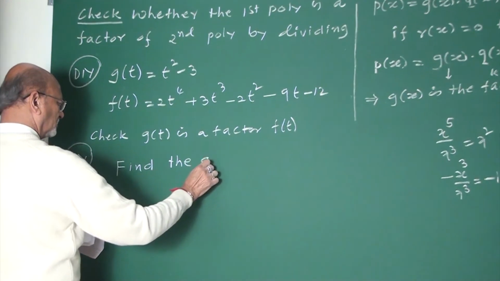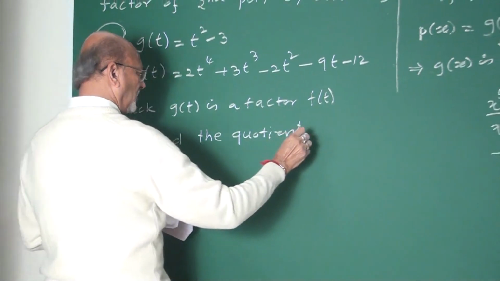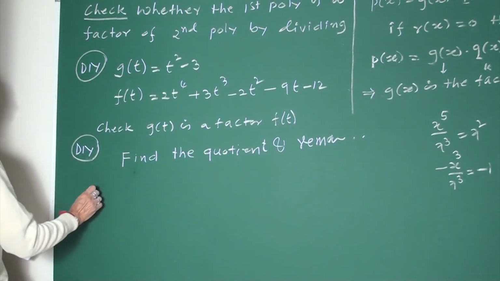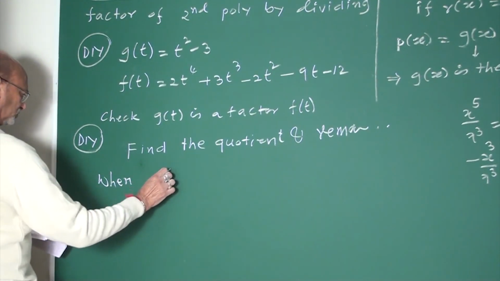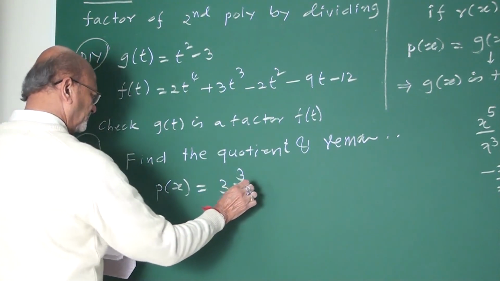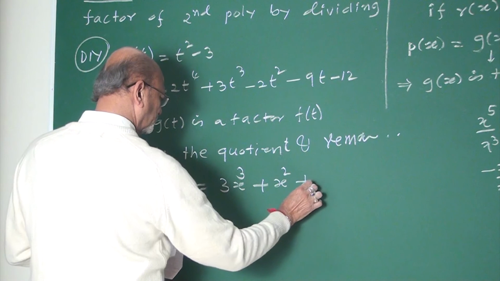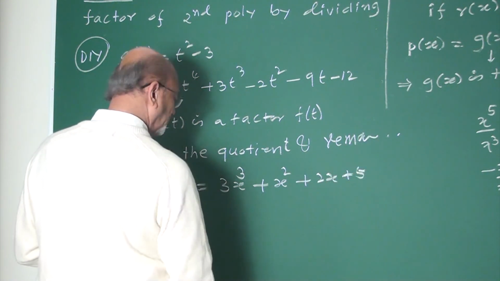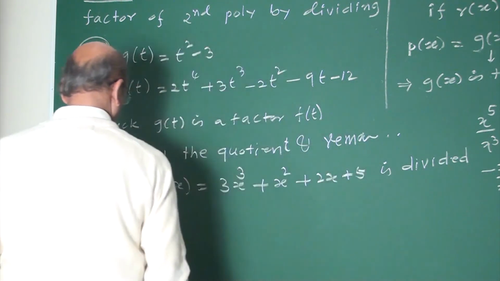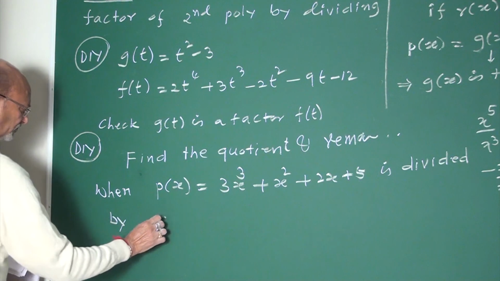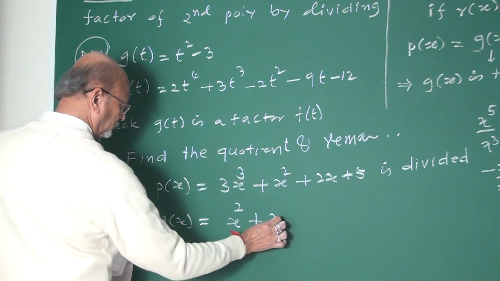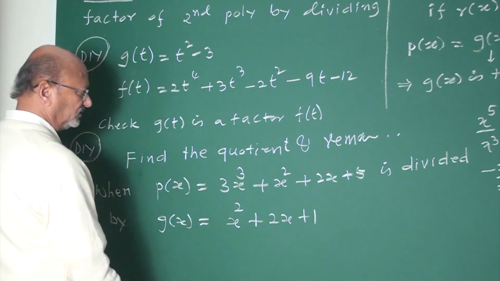Find the quotient and remainder when Px equal to 3x cube plus x square plus 2x plus 5 is divided by Gx equal to x square plus 2x plus 1. Yes, my friend.